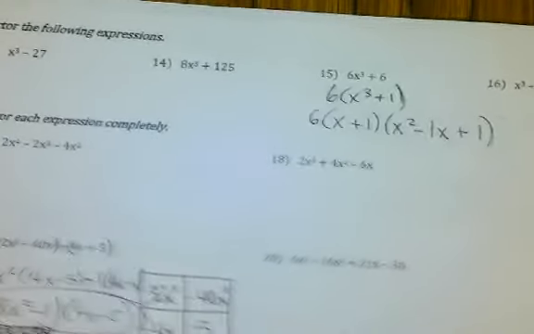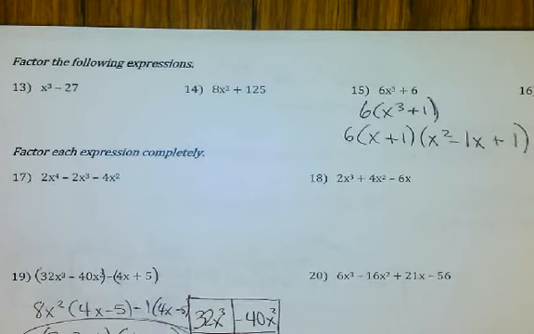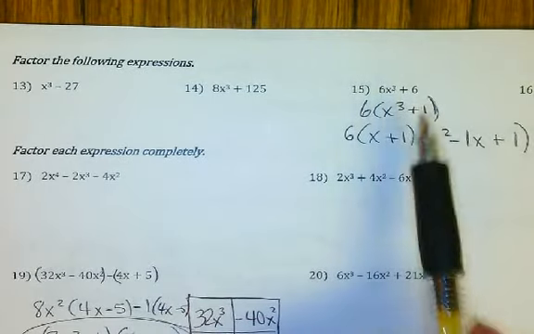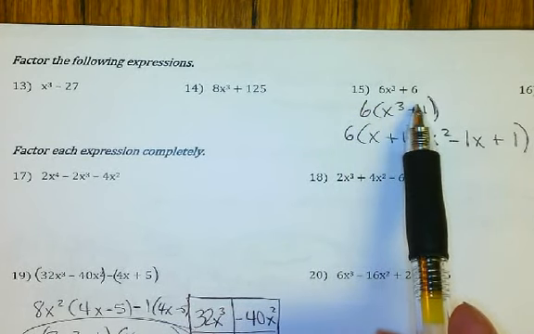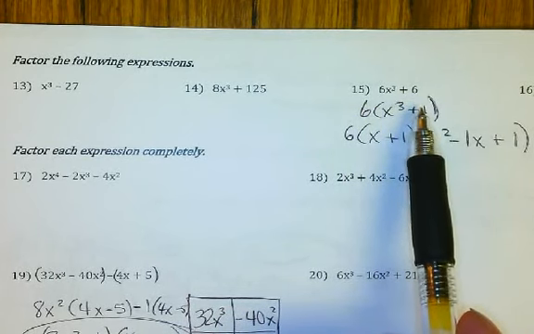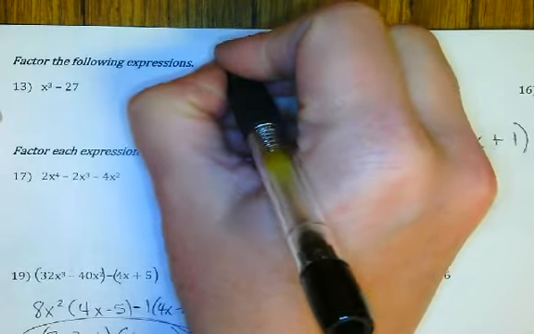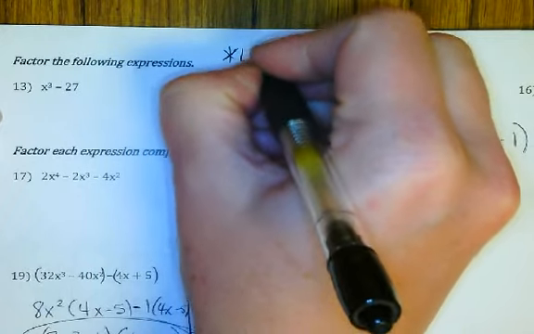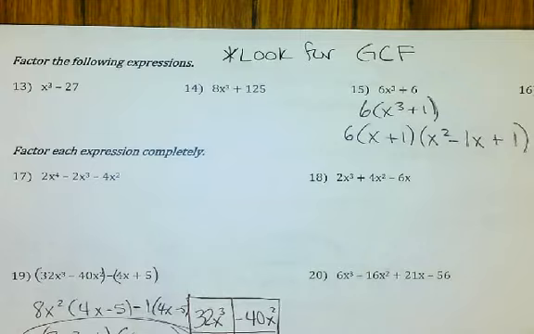All right, on the back here we have factoring. So all of these here are going to be your sum and difference of cubes. You'll notice on 15, in order to do sum and difference of cubes, I first had to factor out a GCF. When you are factoring, you need to always look for a GCF. That's the very first thing you should do. So the very first thing you should always do is look for GCF.